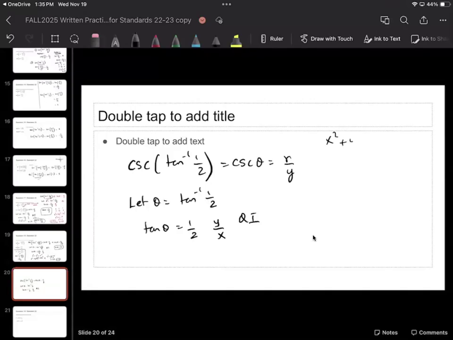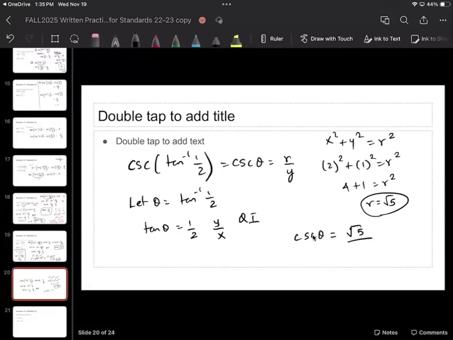So x squared plus y squared is r squared. X is 2, y is 1. Find r. R is square root of 5. R is always positive. So cosecant theta will be r over y. Y is 1. So cosecant theta is root 5, that is my answer.